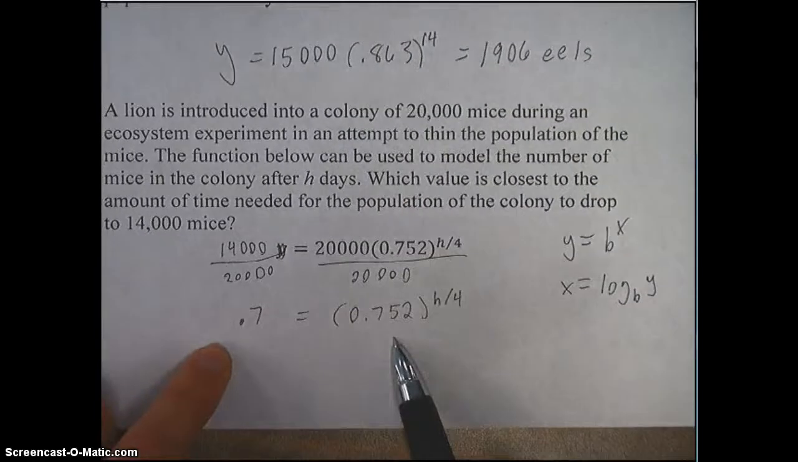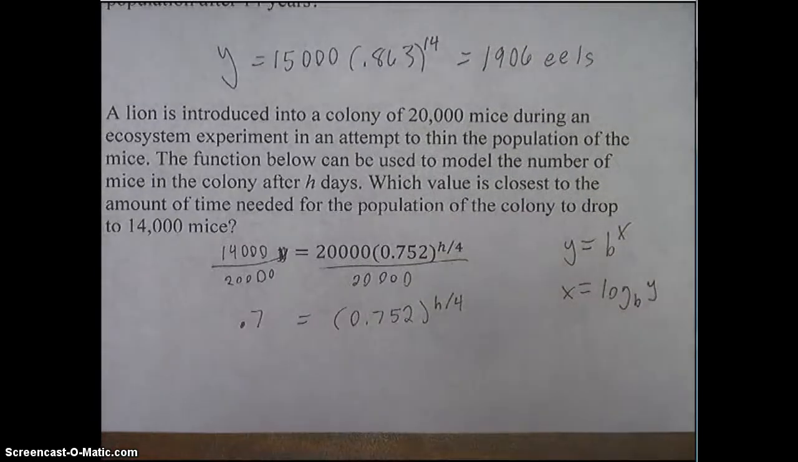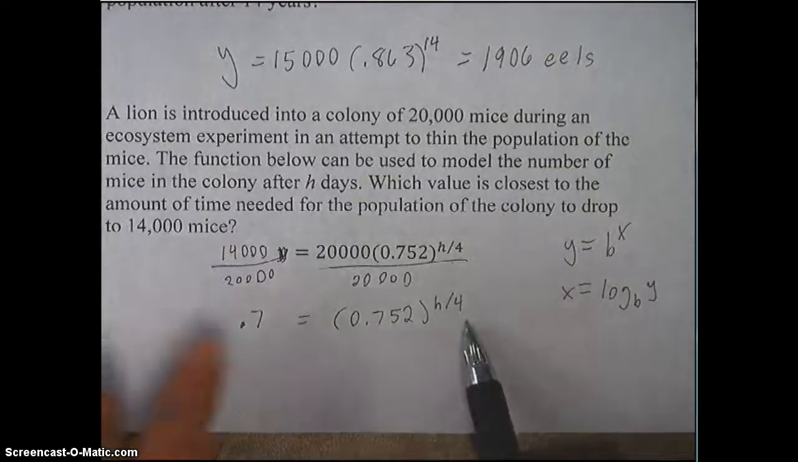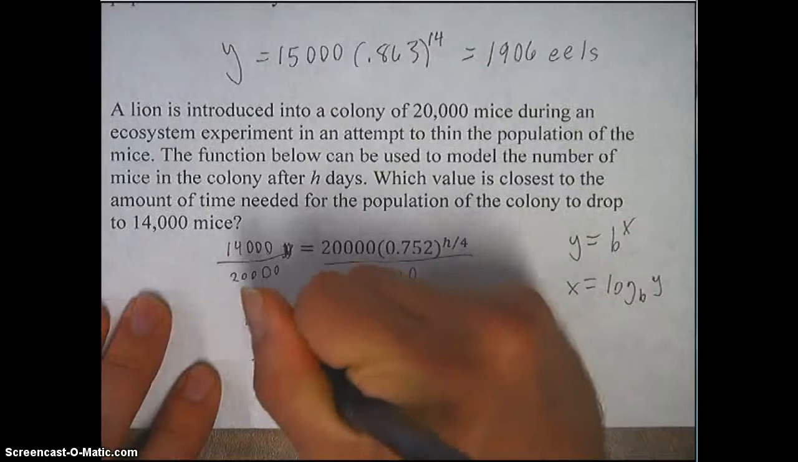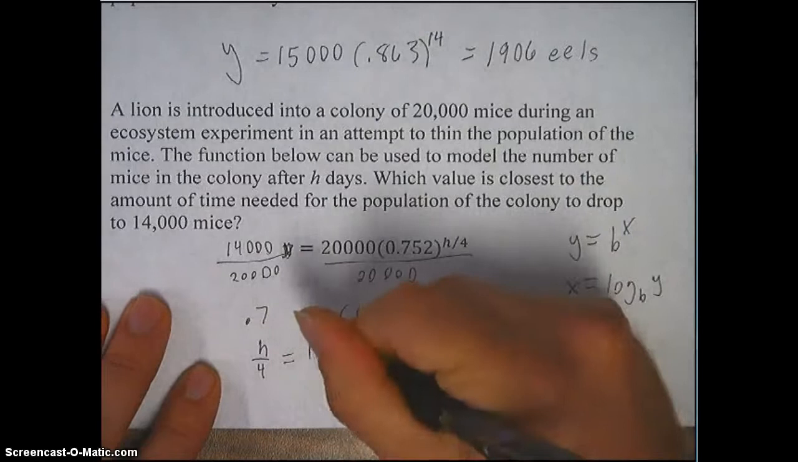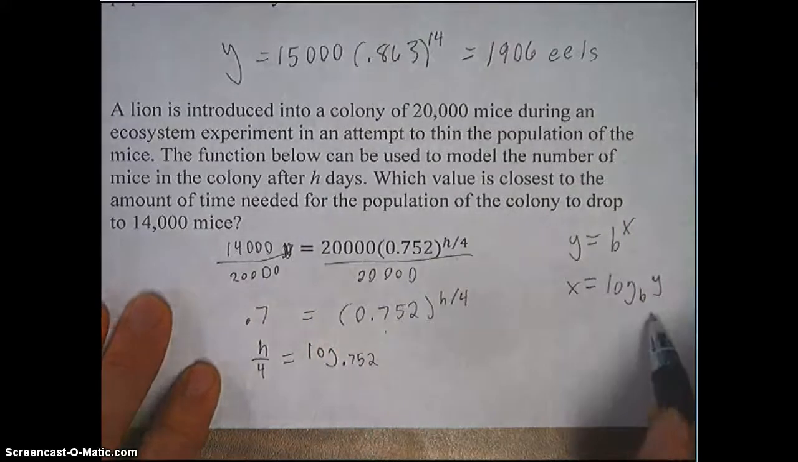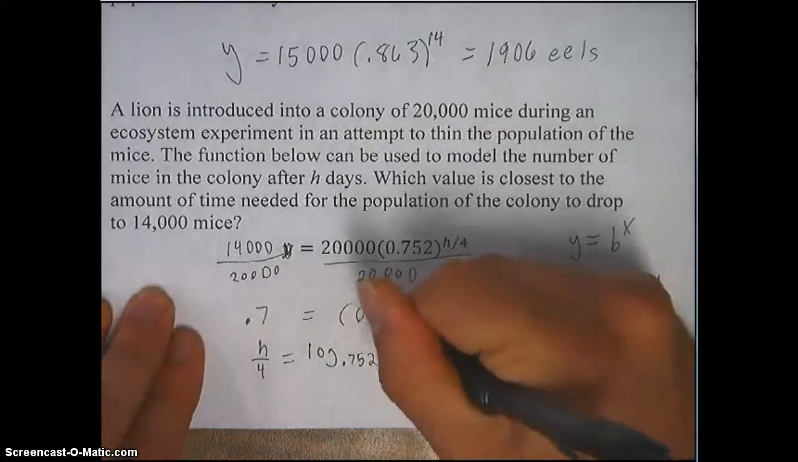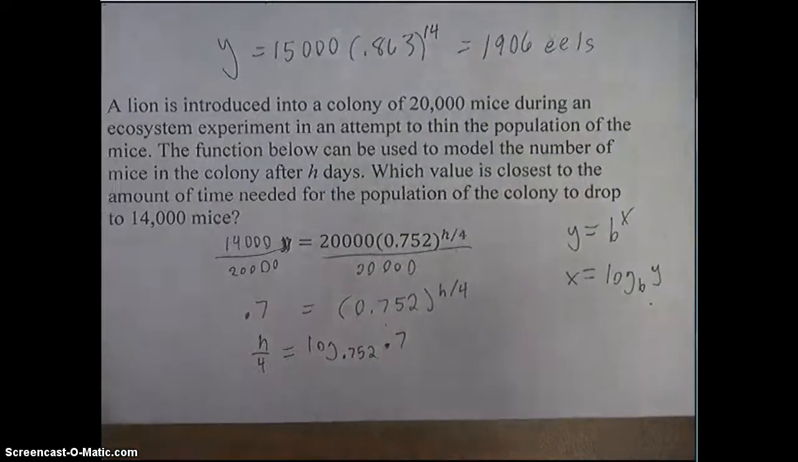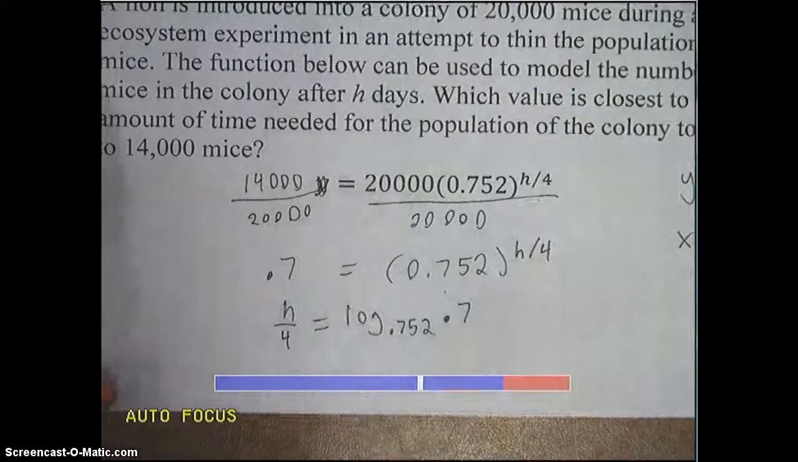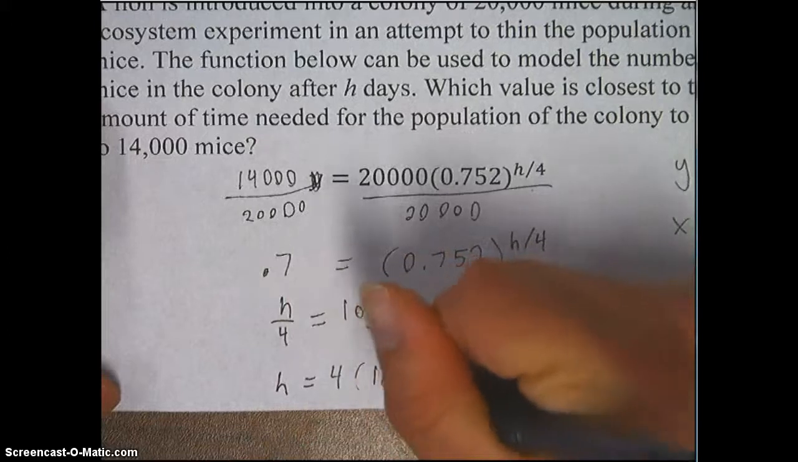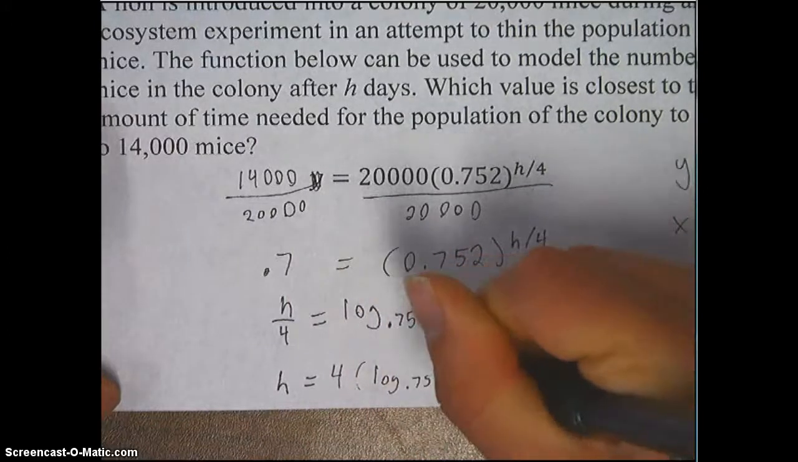I'm just going to convert this exponential equation into a logarithmic equation. So x is, in this case, my exponent, h over 4, equals log base b, the base is 0.752, of the remaining number, 0.7. Well, the h is almost by itself. I've still got this divide by 4. So I'm going to want to multiply both sides by 4. That's going to give me h equals 4 times the log base 0.752 of 0.7.